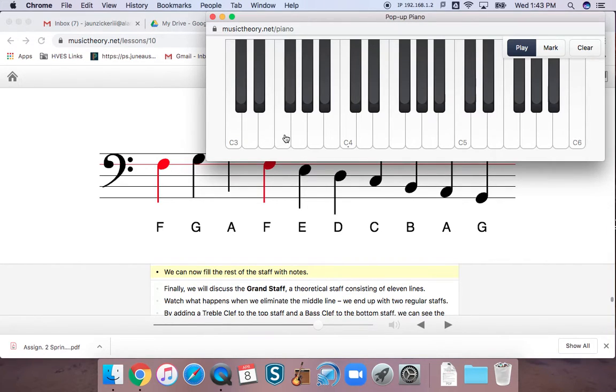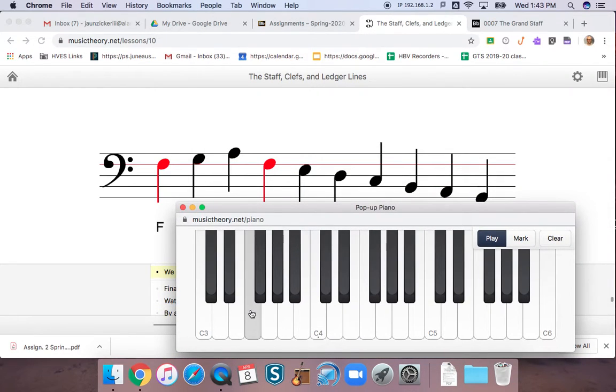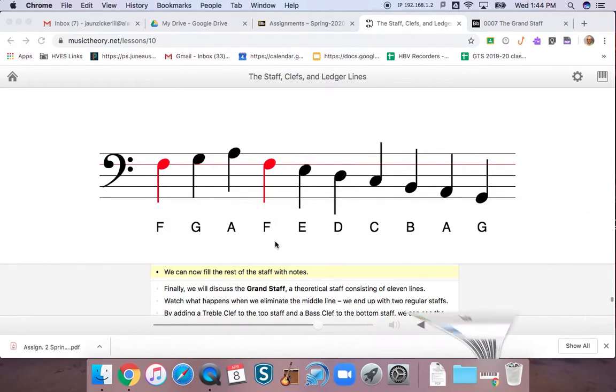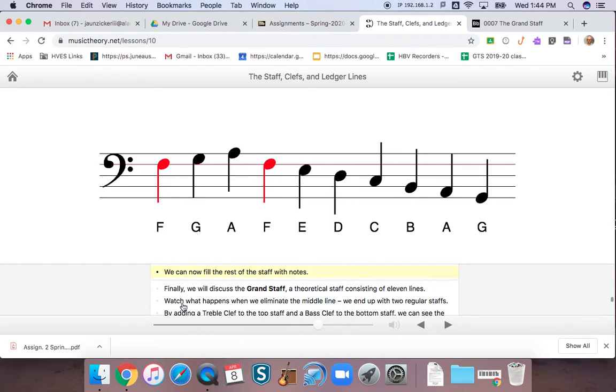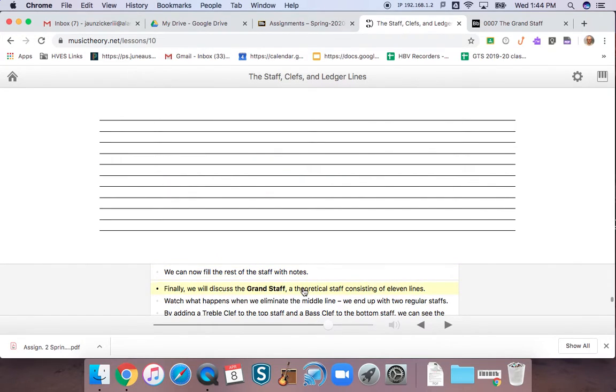So the lower notes would be down here. There's my F. I go F, and then F, G, A, and then here's the red F again. F, I go backwards, E, and I'm running out of piano. Usually the piano's longer, but it can keep going down. I don't think I can change the octave on this. I think it has to stay like that. Okay, but that's bass clef, and then we discussed the grand staff.